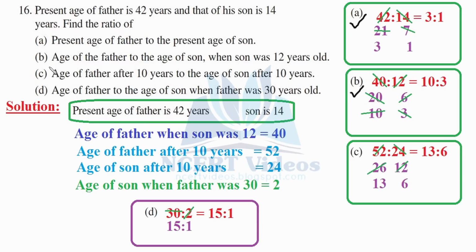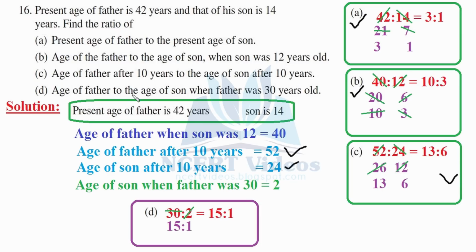Now C part. Age of father after 10 years to the age of son after 10 years. What does it mean? We have to add 10 to both the ages of father and son. So 42 becomes 52 and 14, your current age of son, plus 10 is 24. Now we have to take the ratio, that is father to the son. So 52 to 24. 26 to the 52 and 12 to the 24. Again 13 to the 26 and 6 to the 12. So the required ratio is 13 is to 6.